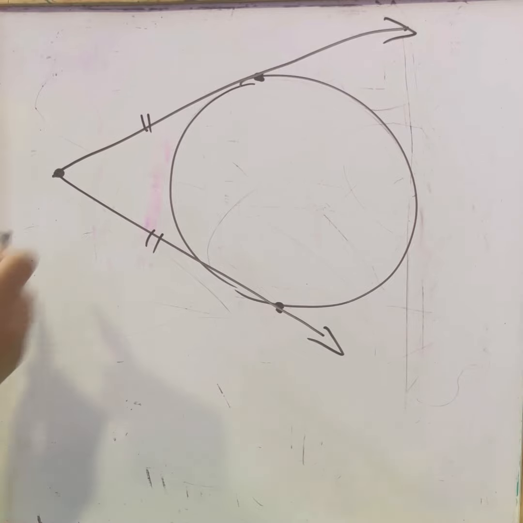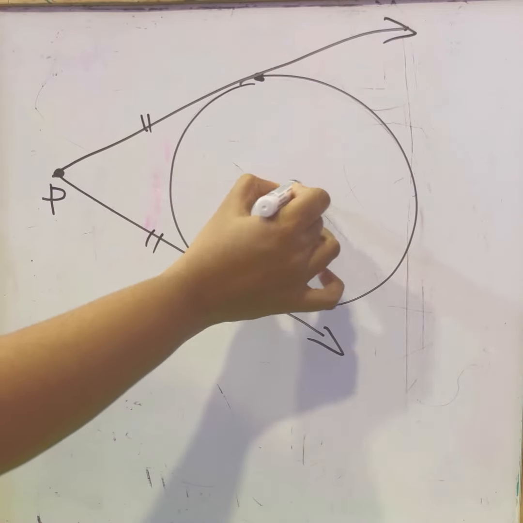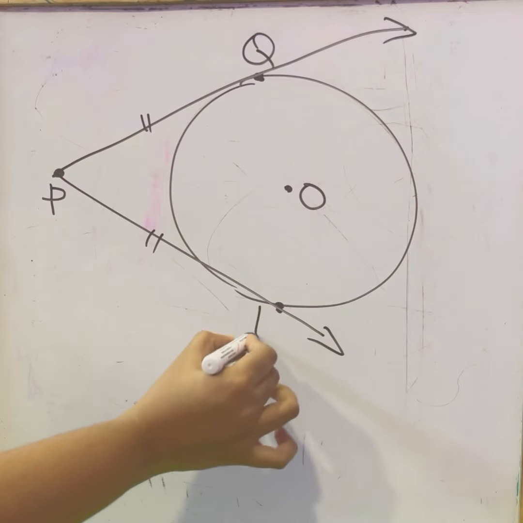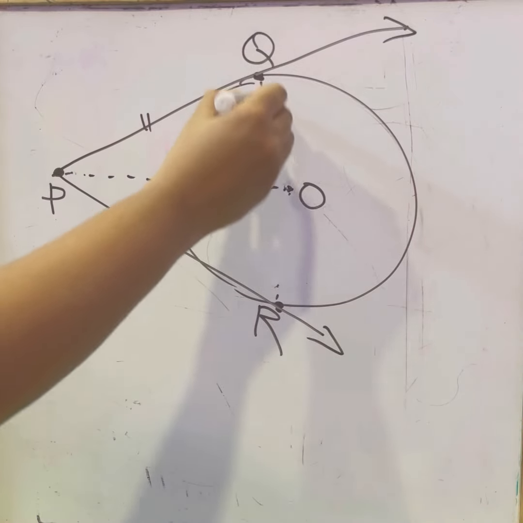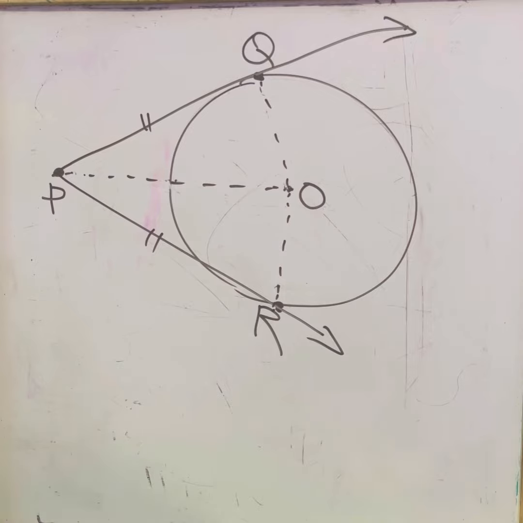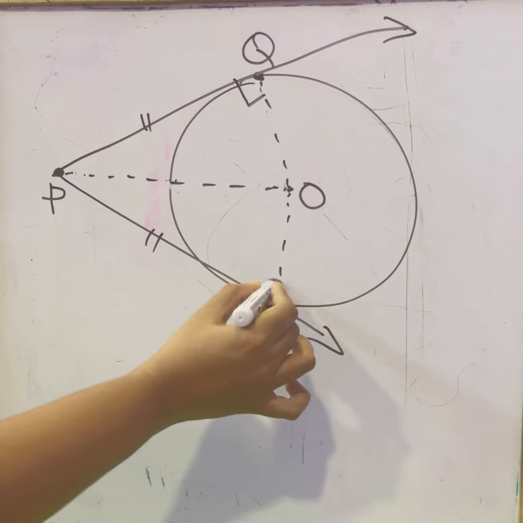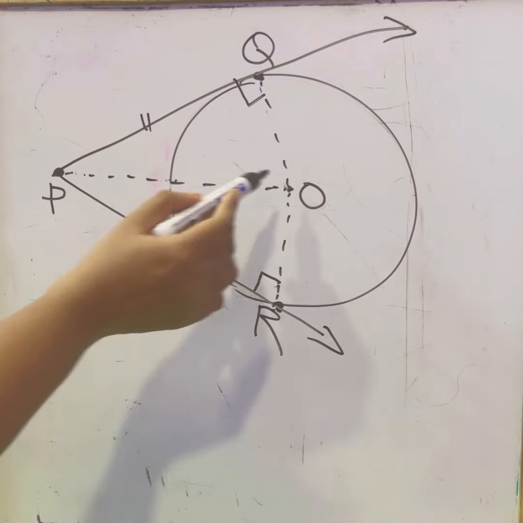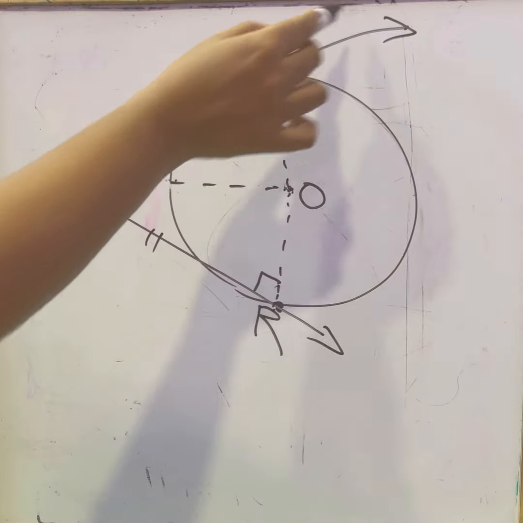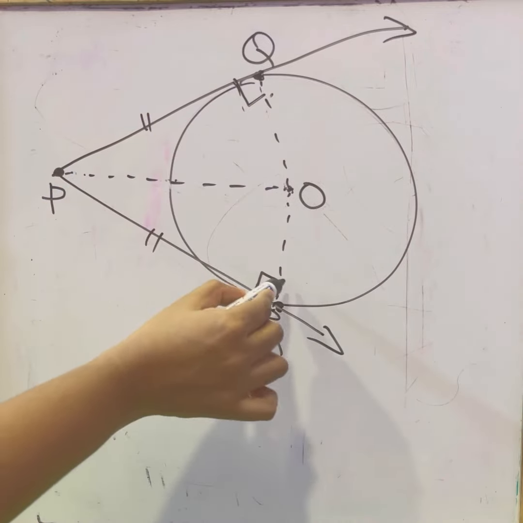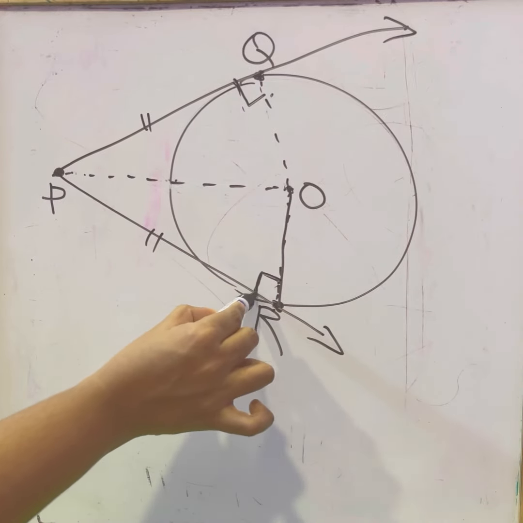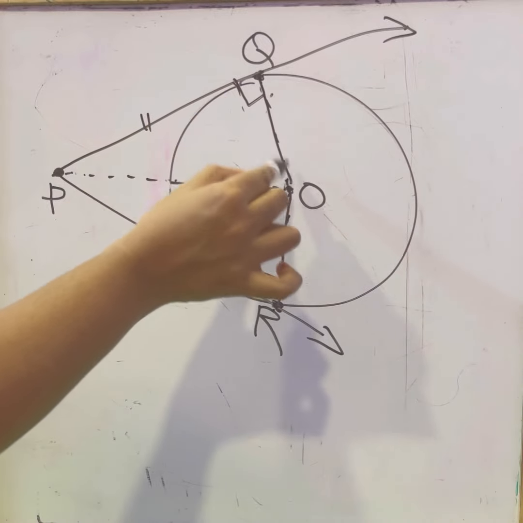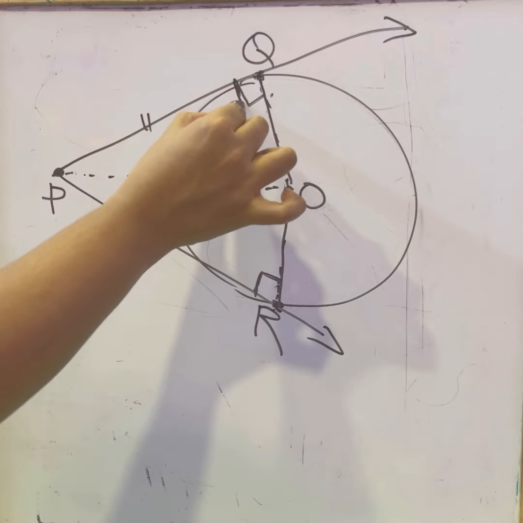So let us name these. Let this be P and the center O. Here we have Q and here we have R. To prove the theorem, we are going to join OP, OQ and OR. Now according to theorem 10.1, we know here it will be 90 degrees. That is, at the point of contact of a tangent, the radius forms 90 degrees. So this is a tangent, this is the point of contact, and this is a radius, so here it will be 90 degrees. Similarly, this is another radius, this is a point of contact, and here we will get 90 degrees.